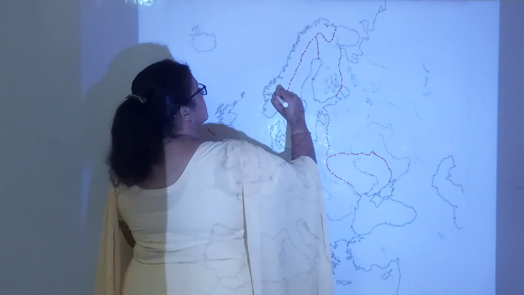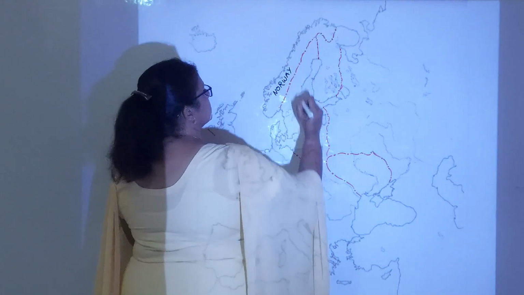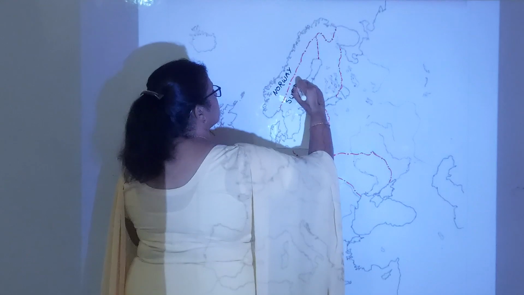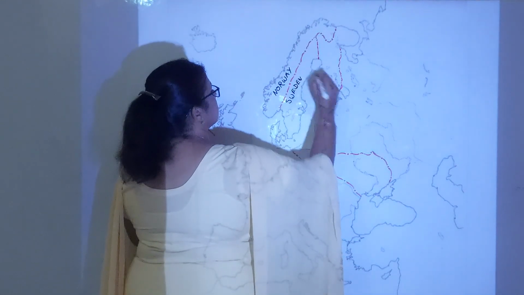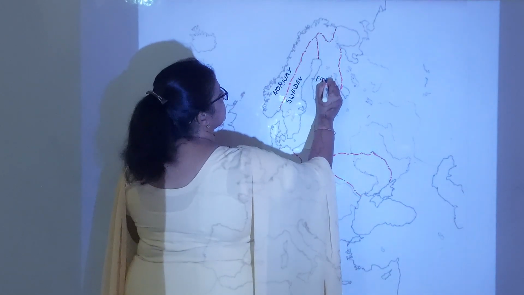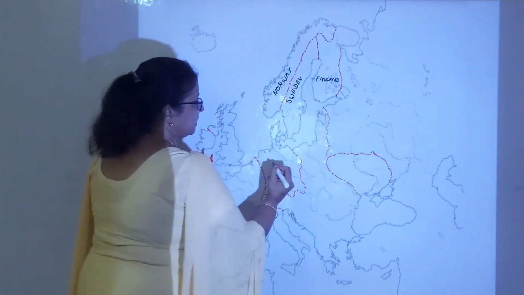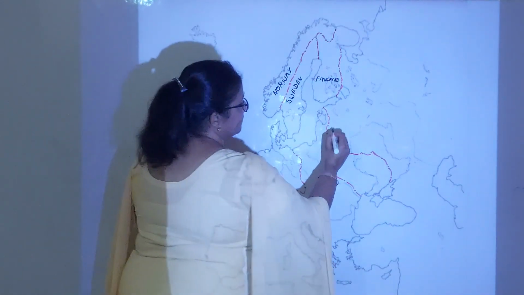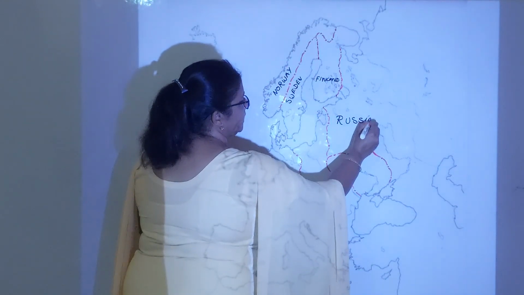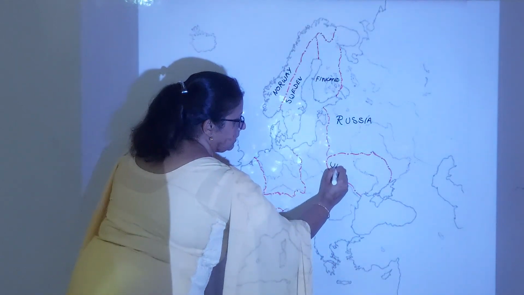So this is Norway, this is Sweden and this is Finland. Down south, here we have Russia, the largest country in the world. Further south, we have Ukraine.